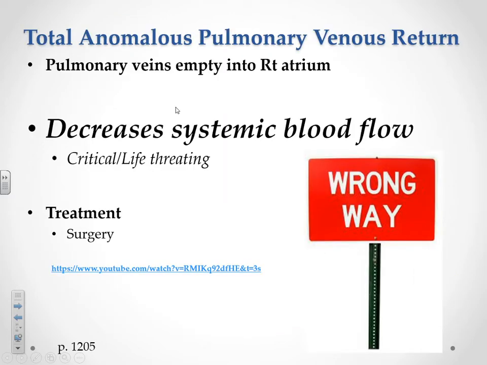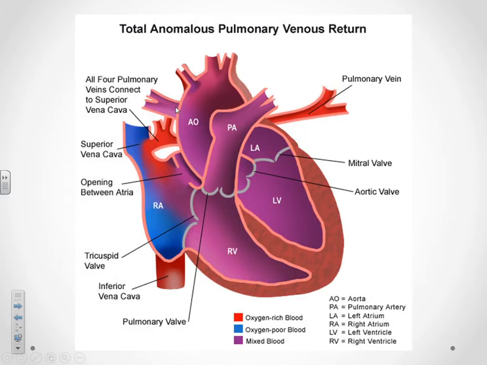Total anomalous pulmonary venous return. Your pulmonary vein is supposed to come off of the left side, and it comes off somewhere on the right side. So our oxygenated blood is supposed to come over here to go out into systemic circulation. However, it comes off of the right. So if our oxygenated blood is emptying into the right side, where is it going to go? Back to the lungs to get oxygenated. So what are we lacking?